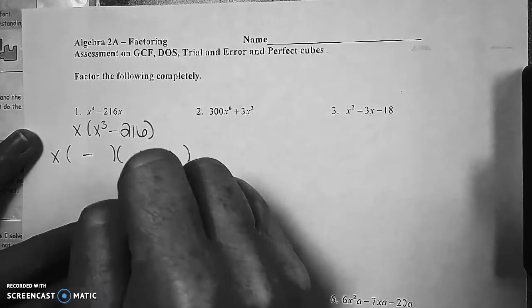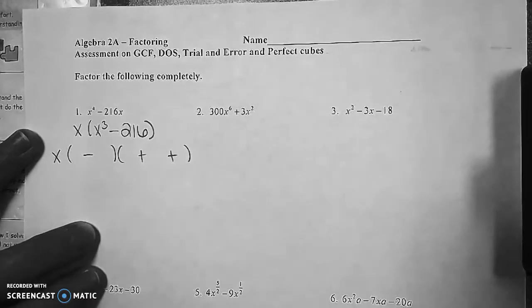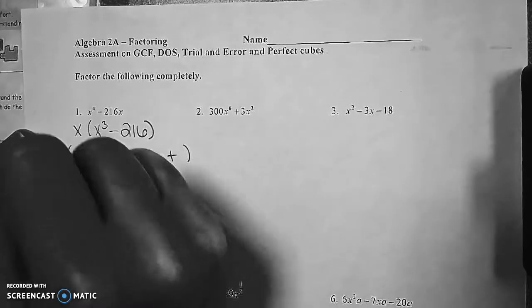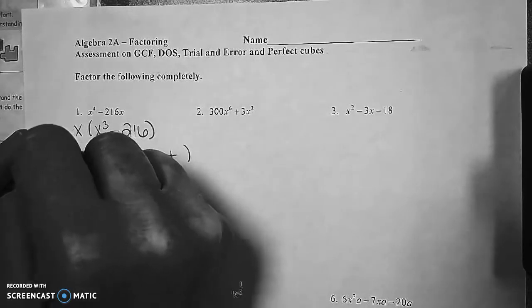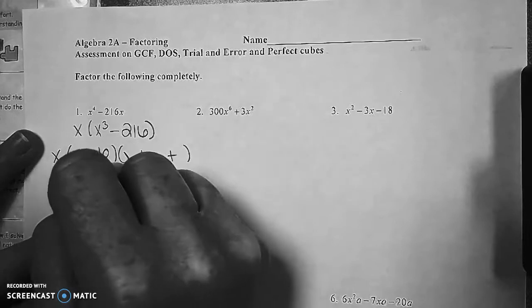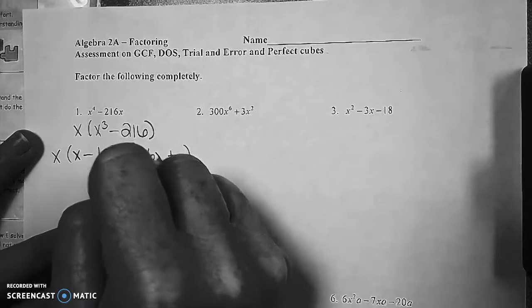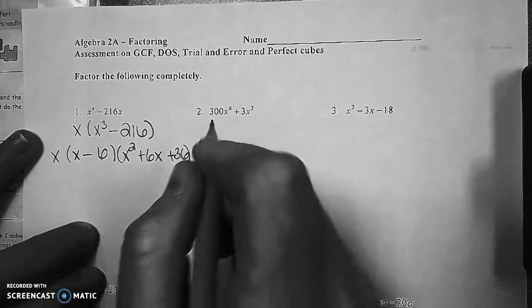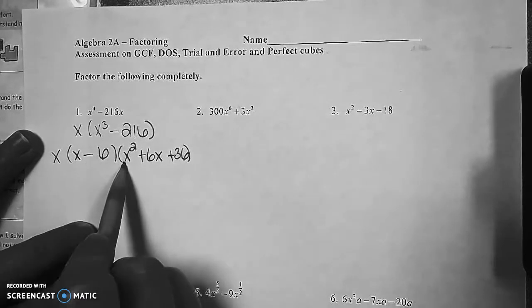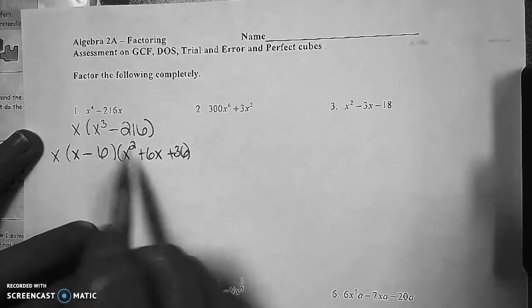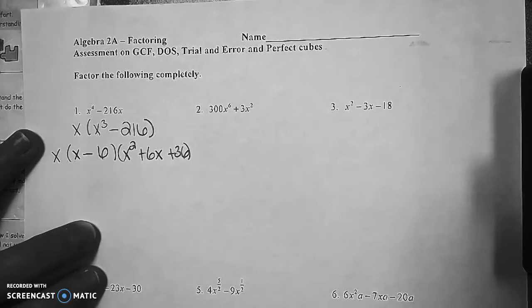Same, opposite, always positive. What cube gives me x cubed? X. What cube gives me 216? 6. I square the first term, multiply together, square the last term, and I'm going to double check. X times x squared, yes, that's x cubed. 6 and 36 is 216.